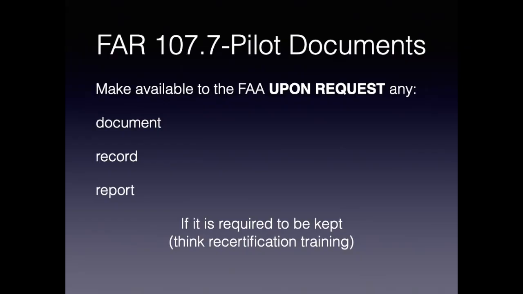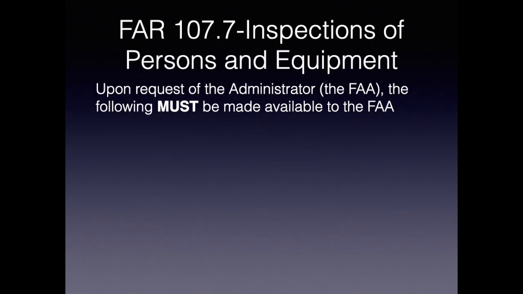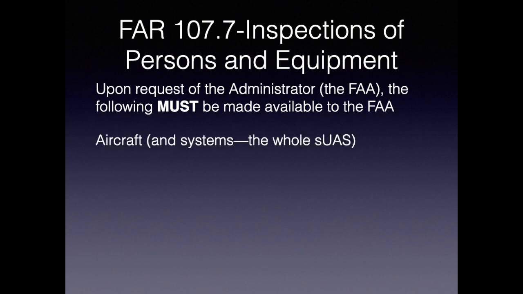Okay, going on. Let's talk about the inspections of persons and equipment. What are we talking about here? Upon request of the administrator, and by the way, whenever the regulations say the administrator, that means the FAA, the following must be made available to the FAA. You need to make available the aircraft and all of its systems. So we're talking about the whole drone: the aircraft, the controller, all the other parts.